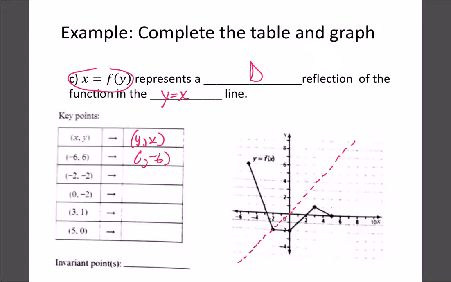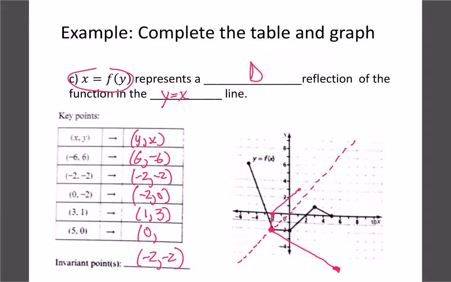So if we flip our coordinates around, the negative 6, 6 becomes positive 6, negative 6, so it's going to be down here somewhere. The next one, negative 2, negative 2, both exactly the same, so that should be our invariant point in this case. Any points that are along that diagonal line will be our new invariant points. Let's keep going. 0, negative 2 would be negative 2, 0, so it's up there. 3, 1 would be 1, 3.